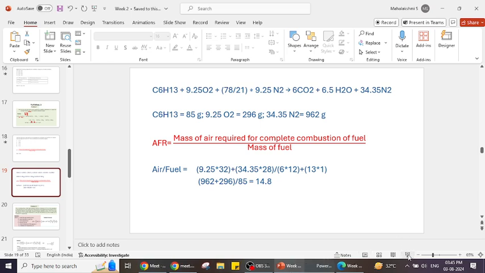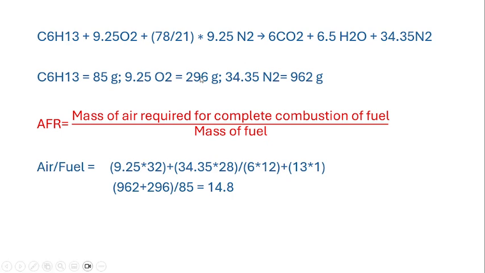the mass of the air is calculated by adding these 296 and 962. How is 296 calculated? 32 is the molecular weight of oxygen into the moles 9.25, and 962 is calculated by multiplying 34.35 moles into molecular weight 28 of nitrogen, dividing it with the mass of the fuel, which is C6H13. So 6 into 12, which is the weight of carbon, and 13 into 1 is the weight of hydrogen. So the answer is 14.8.